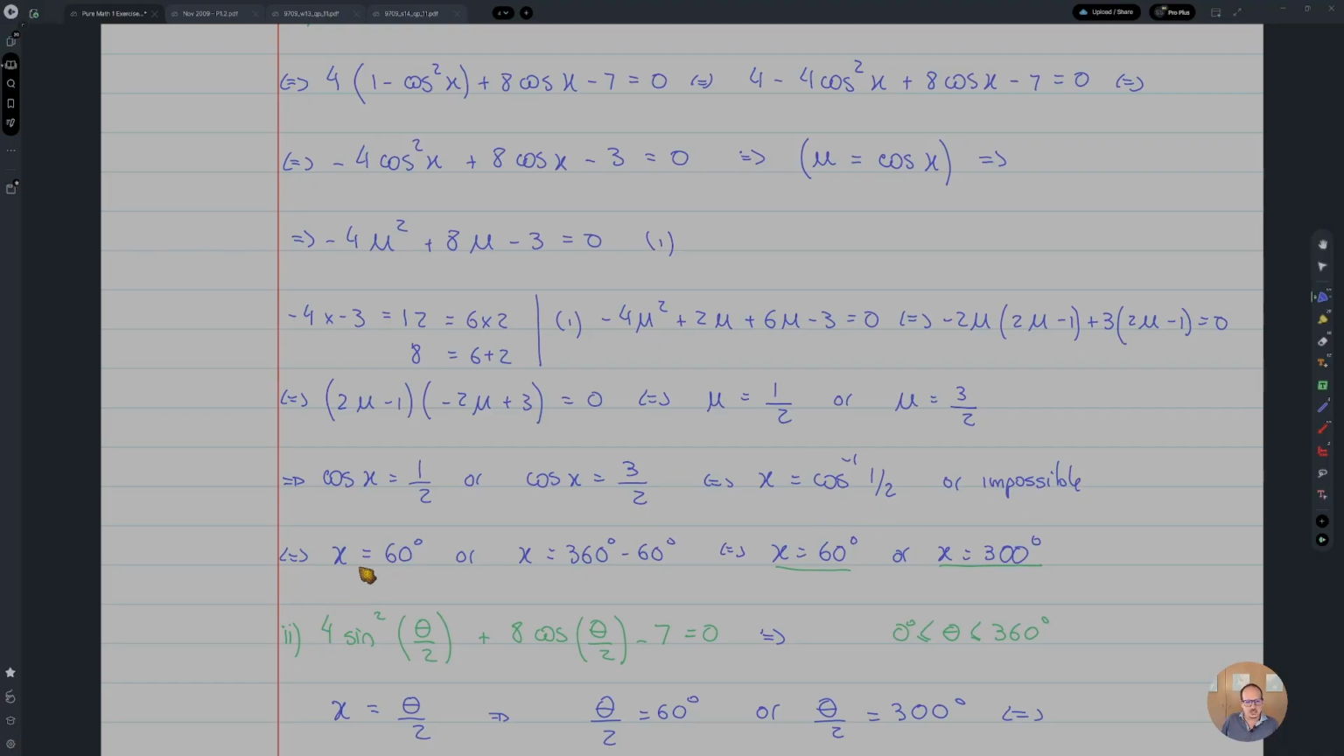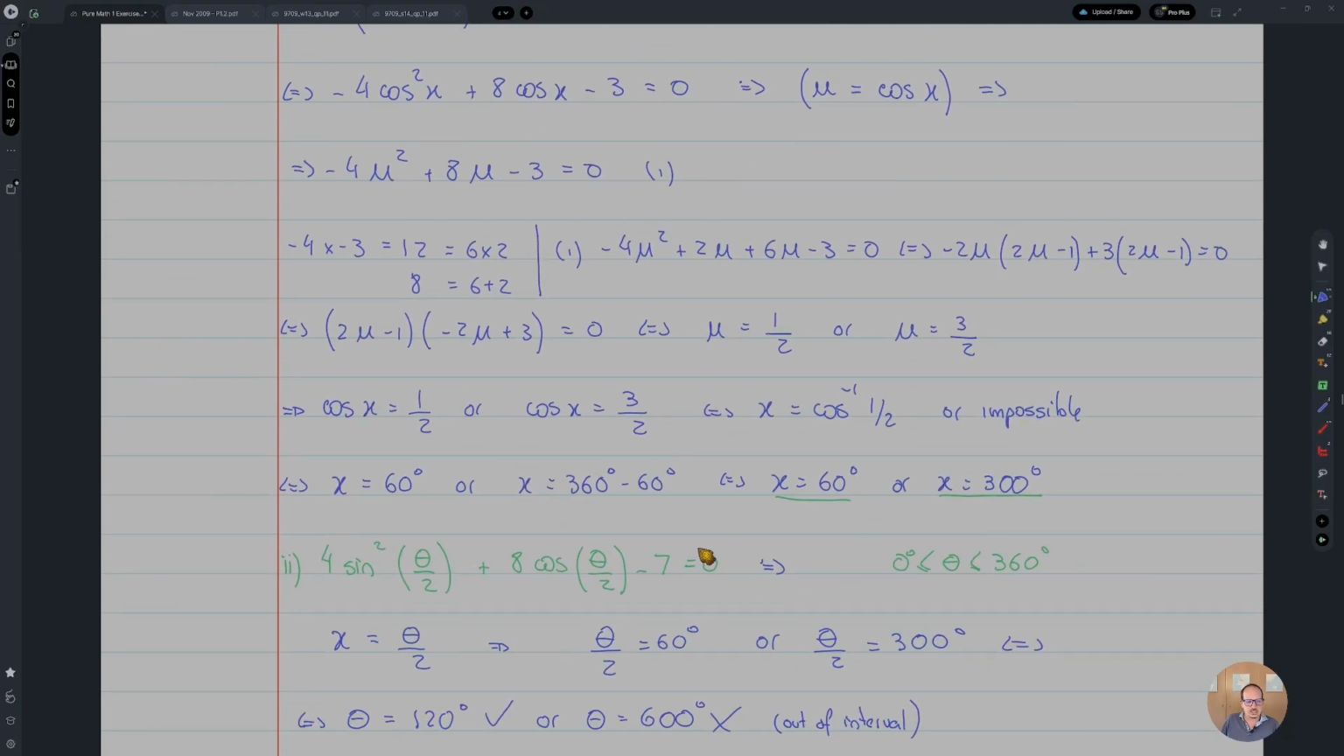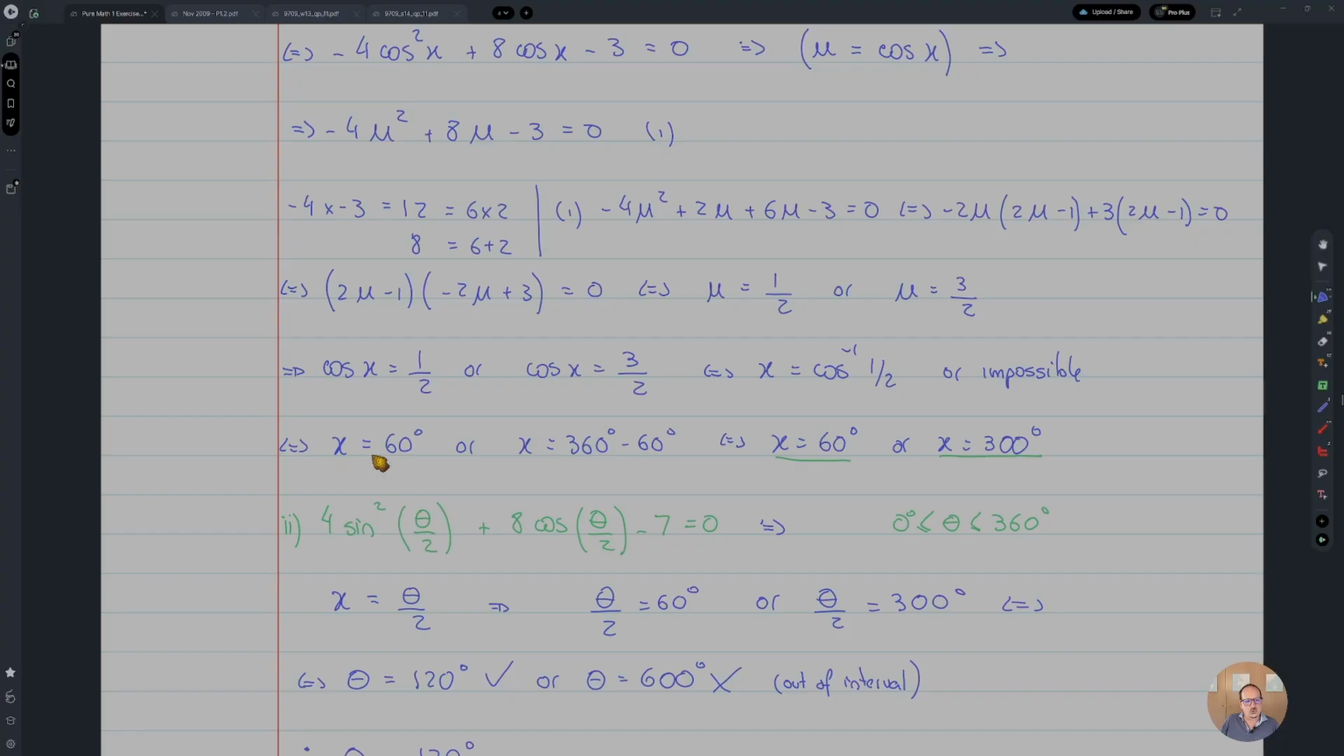In a calculator, this is the result that I get, but the interval is between 0 and 360. So I know that I will have another cosine with the same value if I do 360 minus the angle. And this is within the interval. Okay, so I have 60 degrees and 300 degrees, and this is going to be the answer.